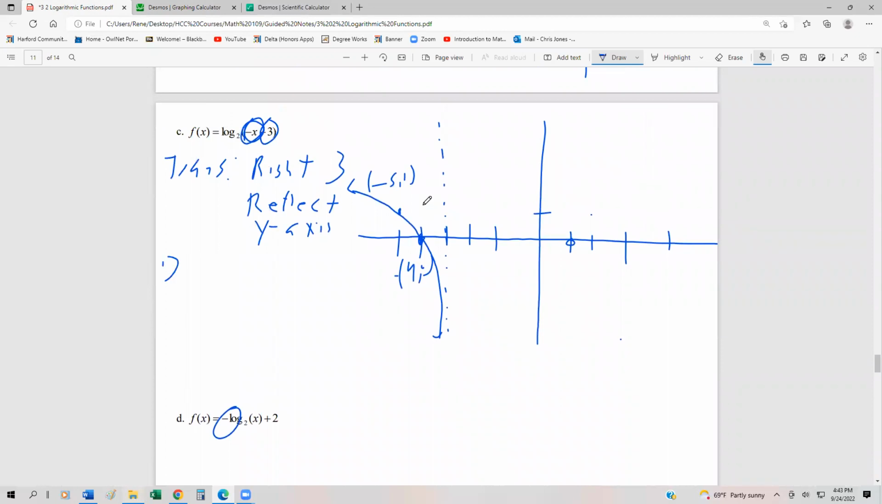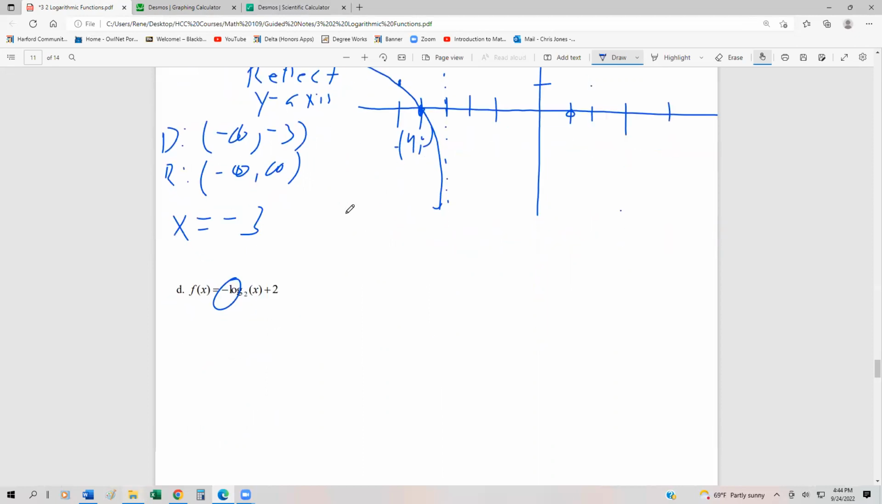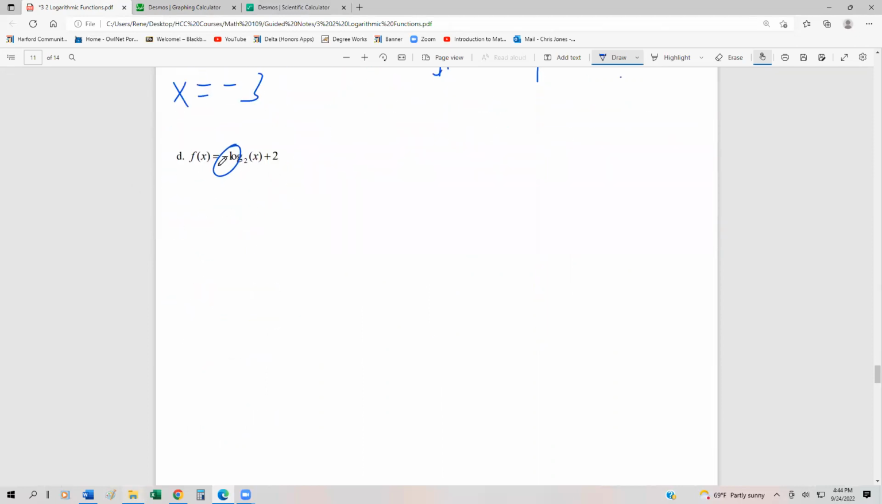So for the domain, that's going to be from -infinity up to the asymptote, which is -3. The range, still all real numbers, so -infinity to +infinity. And then finally, the asymptote is going to be x equals -3. So going back to this problem, apologies.